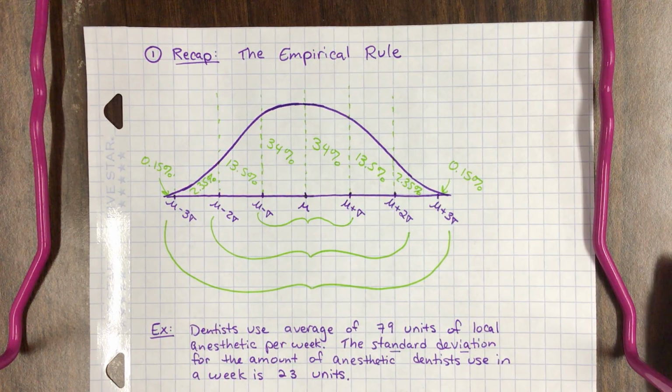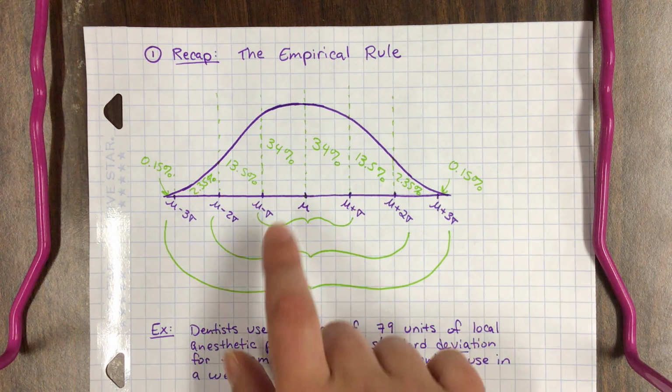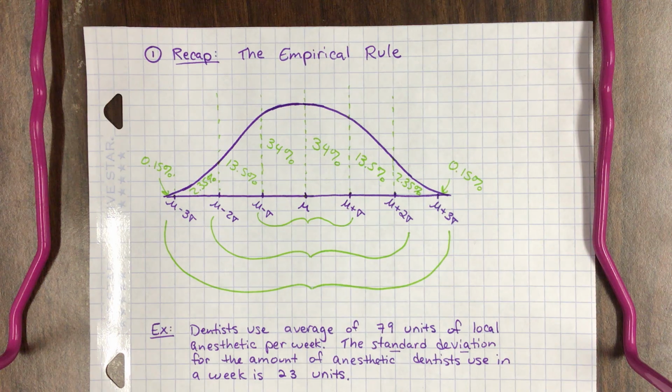Today we're going to talk a little bit more about the empirical rule. You've seen some pre-class videos on this already and we've talked about it a little bit in class, but it's kind of a tricky topic and I think it deserves a few more examples. You might remember this picture that I've drawn here from class.